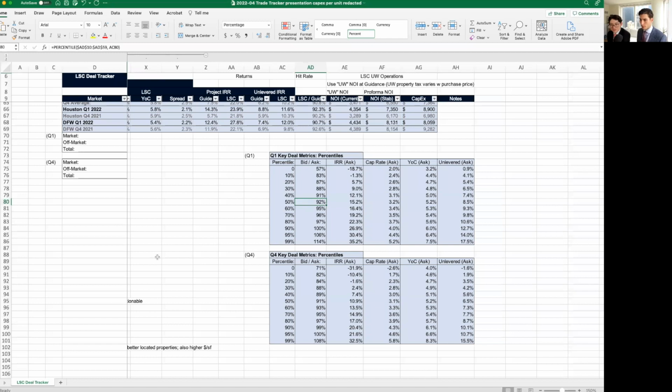Yeah, so Charles here is pointing out our Q1 key deal metrics. So the bid ask spread, which means the seller wants this price, we want this price. That's the bid ask spread. So you can see the average deal, right, 50th percentile, there's an 8% bid ask spread, which is pretty wide. The deal is not getting done. Now, if you get to the 90th percentile, okay, yeah, price isn't an issue.